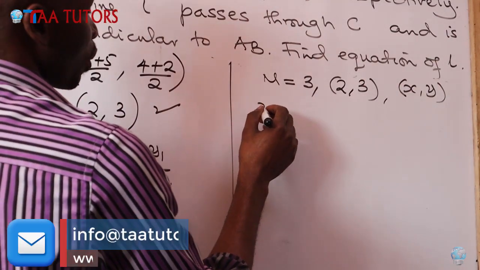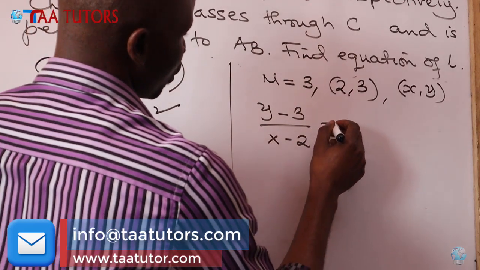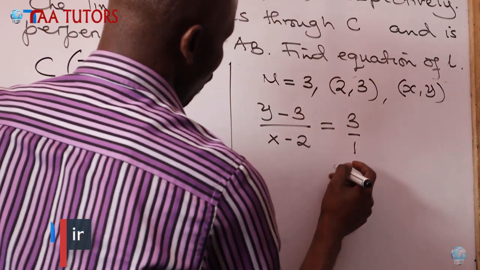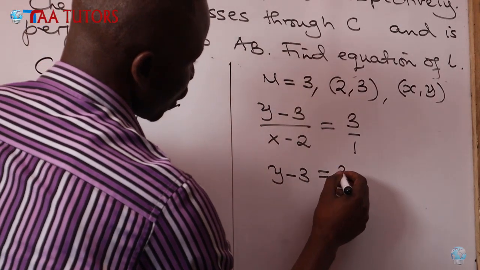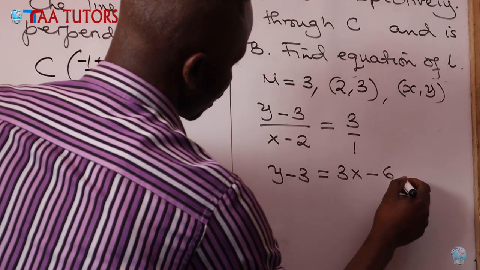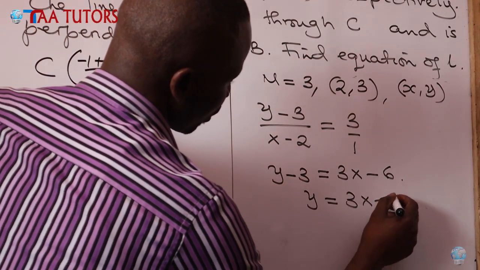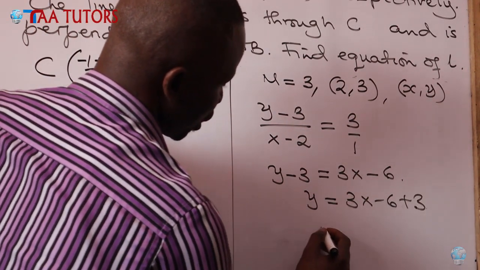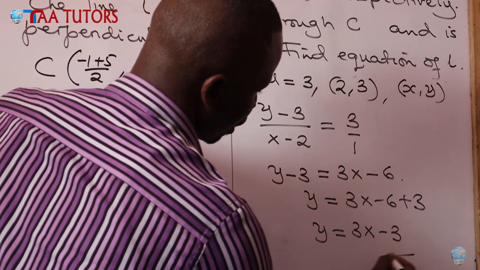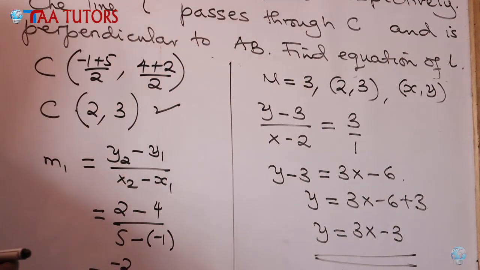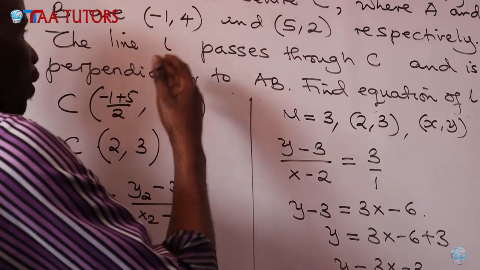So the equation will be y minus 3 over x minus 2 to give me 3 over 1. Multiply here, y minus 3 equals 3x minus 6. So y equals 3x minus 6 plus 3. Y here will be 3x minus 3. This is the equation of line L, which is the perpendicular bisector of line AB.